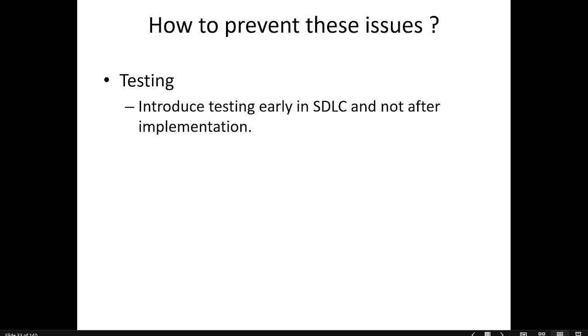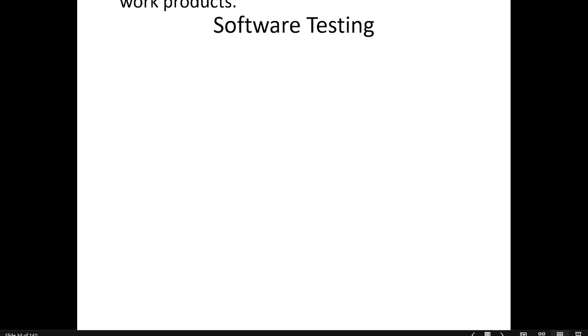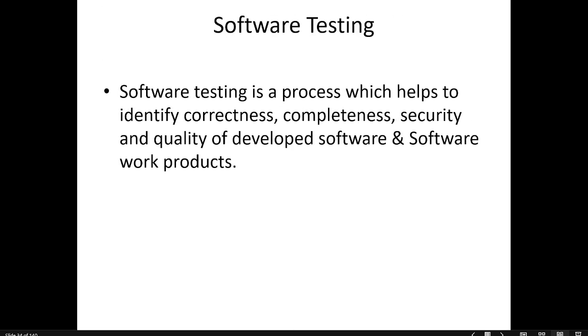The answer is testing. Introduce testing early in the SDLC and not after the implementation. Now, how can we test early? How can we implement or introduce testing at the requirement phase, or maybe at the design and analysis phase, or maybe at the coding phase? We will see the answer to these particular questions. Now, after looking at all these SDLC phases, SDLC challenges, what problems could happen, what types of problems can happen, what is the solution?